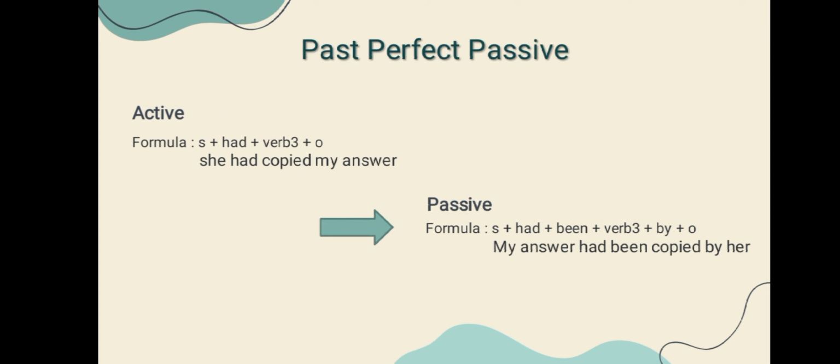Next, past perfect passive. The active pattern is subject plus had plus verb 3 plus object. It's going to be she had copied my answer. And the passive pattern is subject plus had plus been plus verb 3 plus by plus object. My answer had been copied by her.